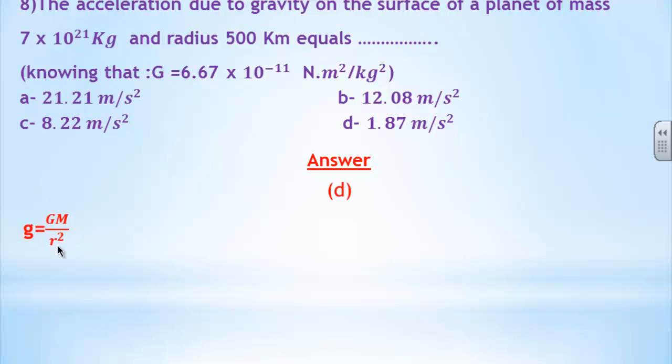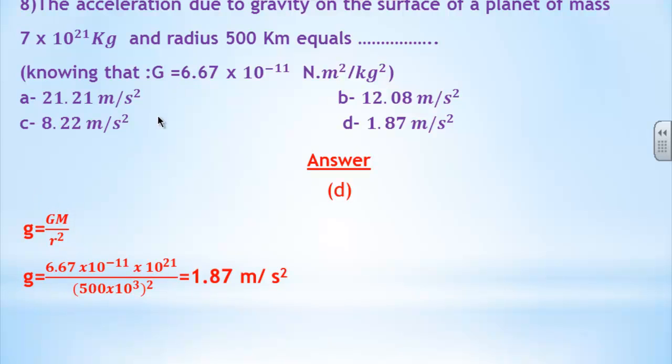g equals G m over R square. g equals the G constant 6.67 times 10 power negative 11 times 7 times 10 power 21 over R square, 500 times 10 power 3. Why times 10 power 3? To change it from kilometer into meter. Power 2, equals 1.87 meter per second square.